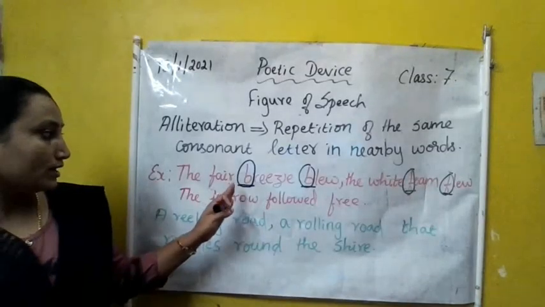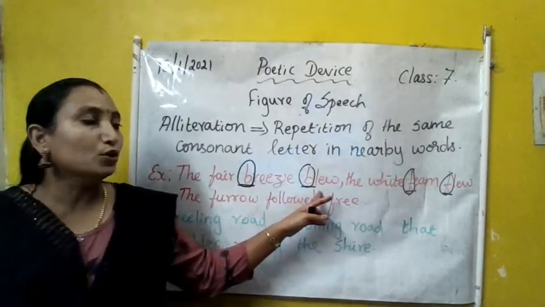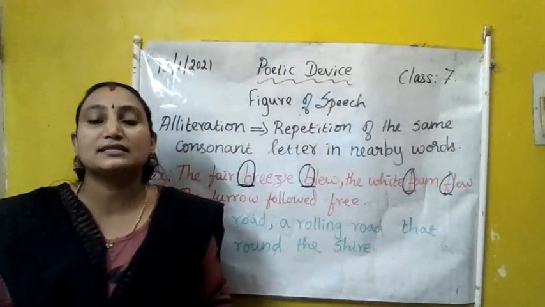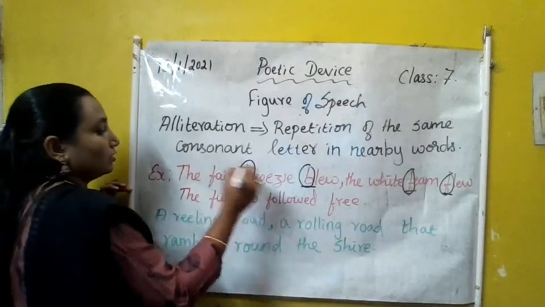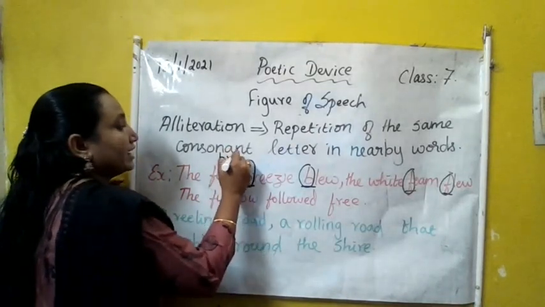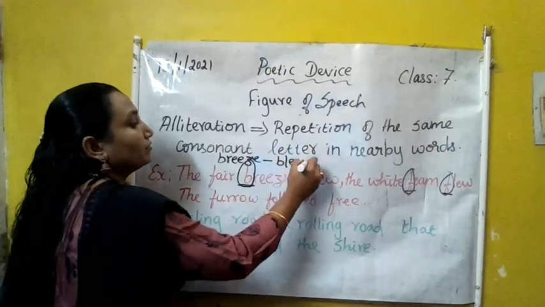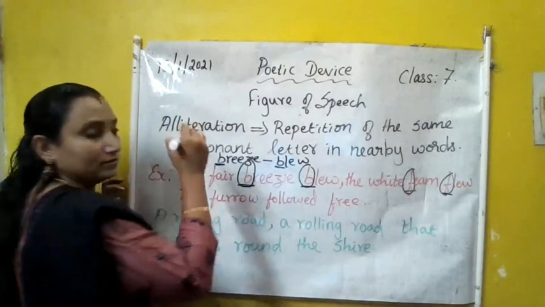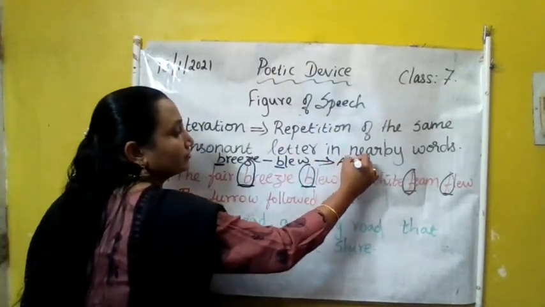So what are they? The alliteration used in the first line: breeze blew. In the exam, if certain lines are given to you and you are asked to find out the device, you have to write like this. You have to take that particular word, breeze and blew, write it like this, underline that consonant letter, and mark it as alliteration.